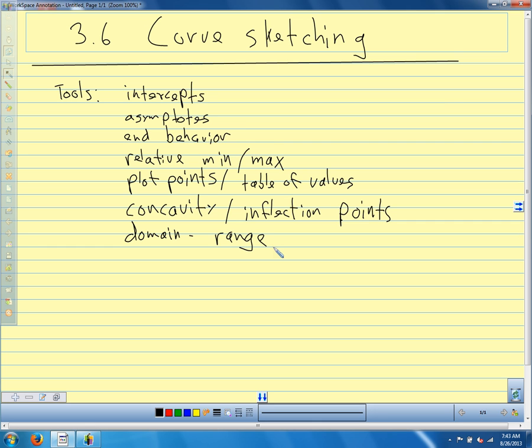Anyone else have any other ideas? Let's think more related to calculus, what we've talked about in calculus. So we have relative min and max, concavity, inflection points. What else? What other ideas about curves do we look at in Calc 1? Holes? Okay. And holes, when we have a hole in a graph or some other kind of strange thing like that happening, what kind of calculus idea are we talking about?